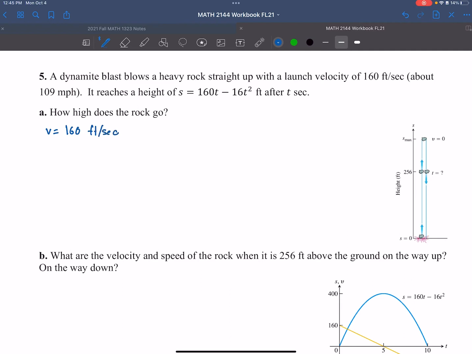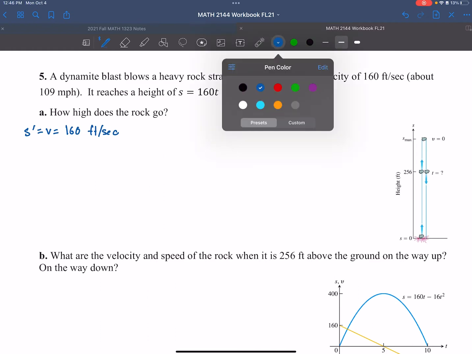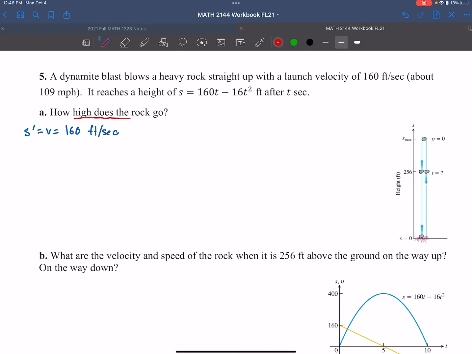Again, you may also think about this as s prime, because remember the derivative of position is velocity. So what are we looking for here? How high does the rock go? If we're thinking about how high it goes, we're looking for a type of position.